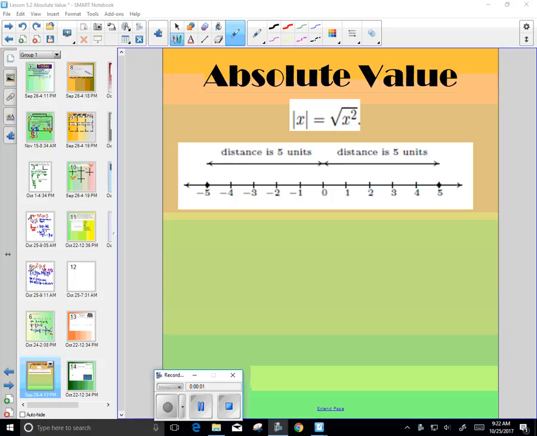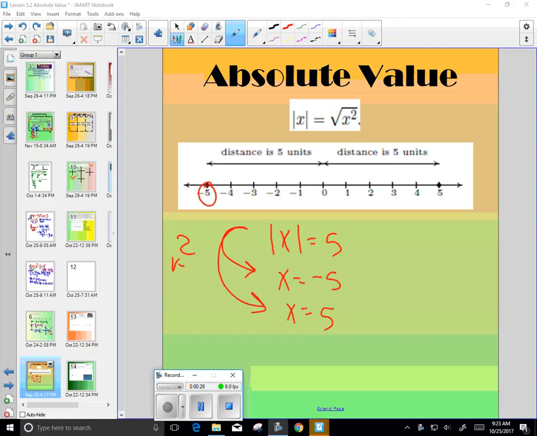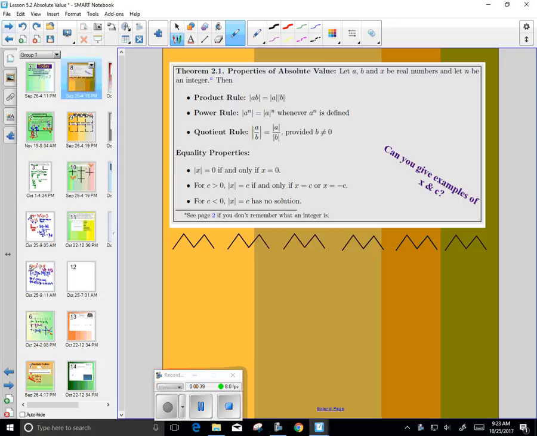Absolute value is the distance from 0. So if we look at absolute value of x equal to 5, what are the two values that are 5 units from 0? Negative 5 for sure. And what else? 5. So when you do an absolute value, you actually get two relationships that you can use. One is the forward direction and one is the negative direction from the origin. Okay? And we do a lot of work with absolute value.